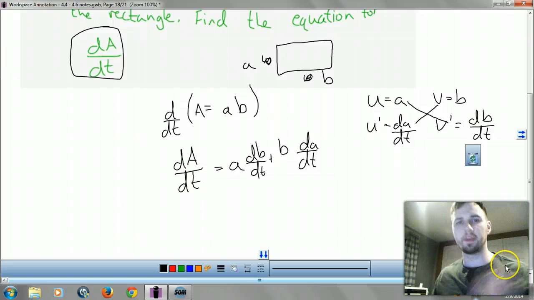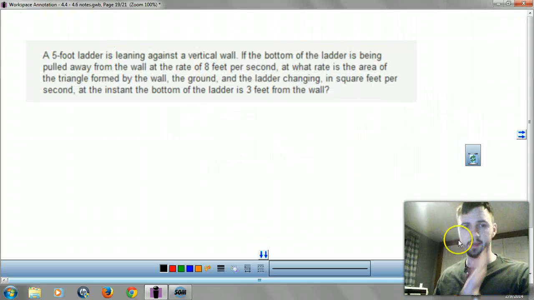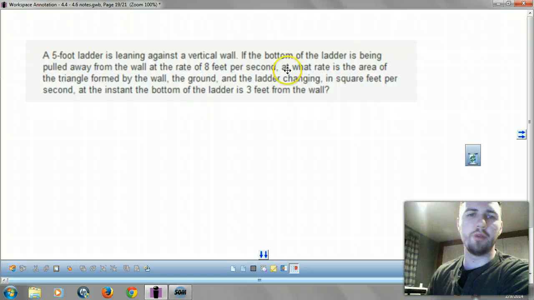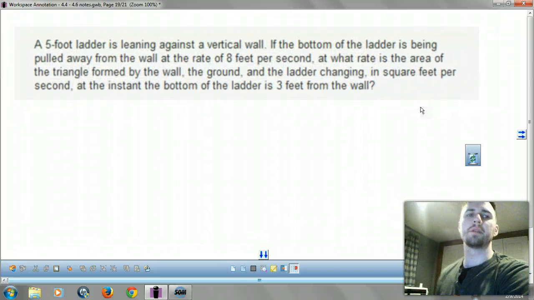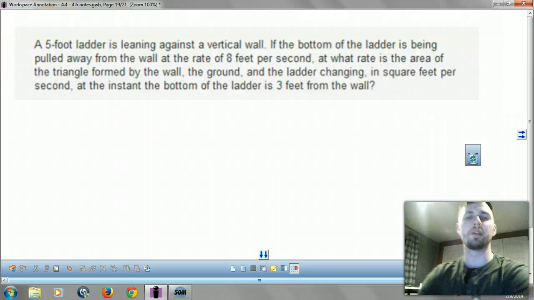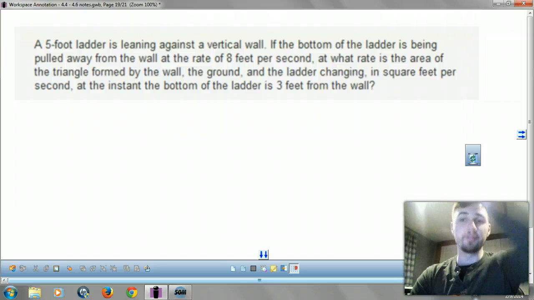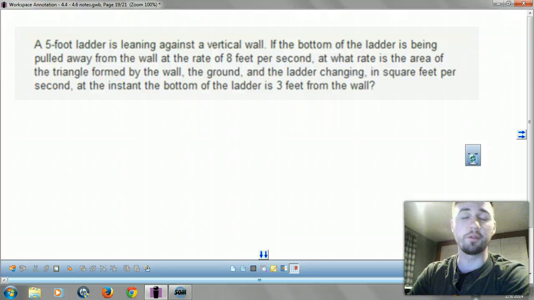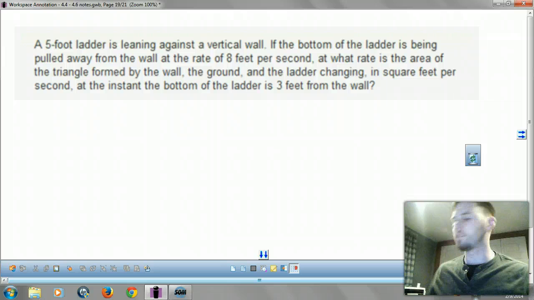Okay, one more example, guys. One more. So suppose you have a ladder leaning against the wall. The bottom of the ladder is being pulled away from the wall at a rate of 8 feet per second by some jerk who's pulling you down on the ladder. At what rate is the area of the triangle changing in square feet per second at the instant the ladder is 3 feet from the wall?